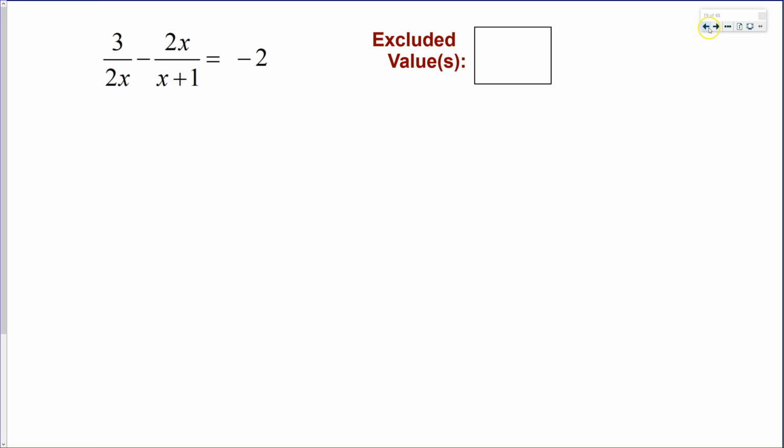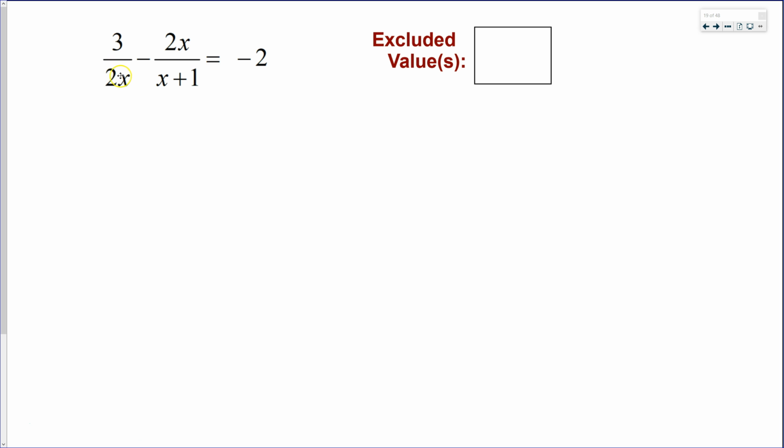This next problem, you should be able to identify it as being different than the other one. One, because there's no fraction on this side, but more significantly, that there are 2 fractions on one side of the equation versus just one on one side and one on the other. What we're going to do first is we're going to identify our excluded values.